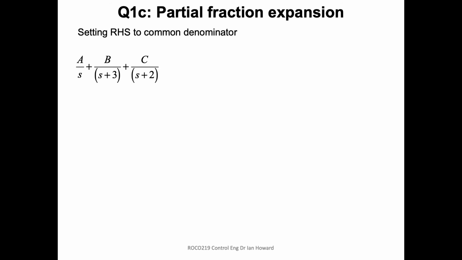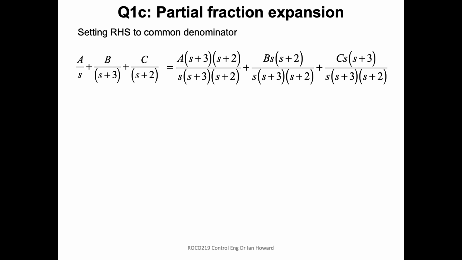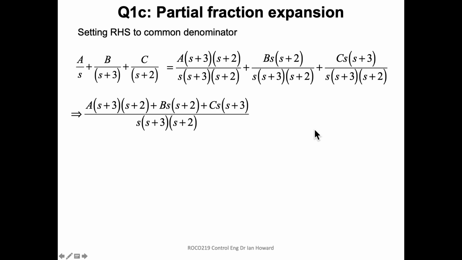So we need to set all the denominators to a common denominator, and that's quite easy. The common denominator is going to be s, s plus 3, s plus 2. So for the first term, all we have to do is multiply the top and bottom by s plus 3 and s plus 2. Then we end up with the desired denominator here. Second term, we've just got to multiply the top and bottom by s plus 2. Right, then we've got the same denominator. And the third term by s plus 3. And having done that, we've got a common denominator.